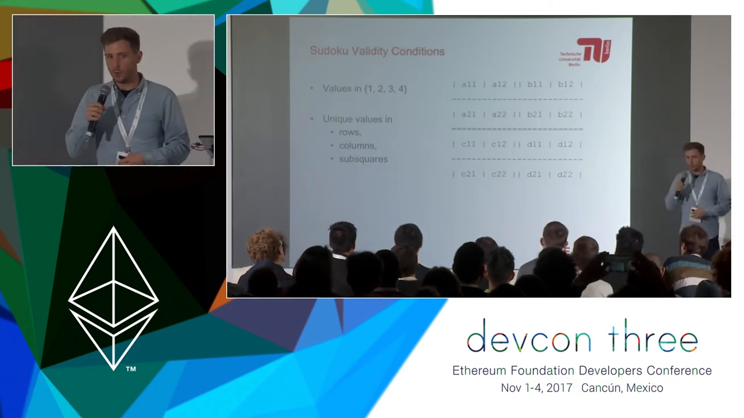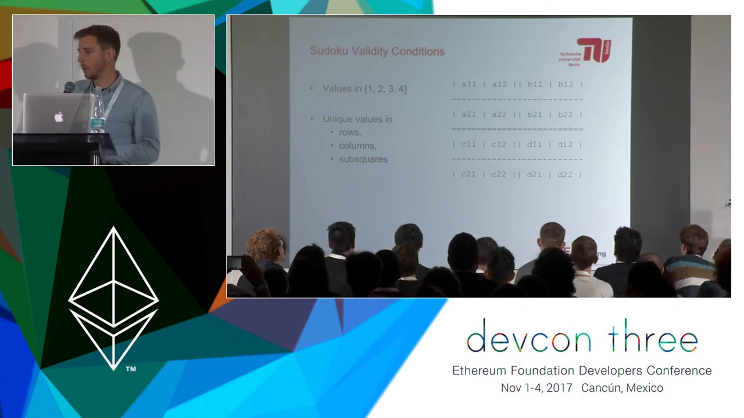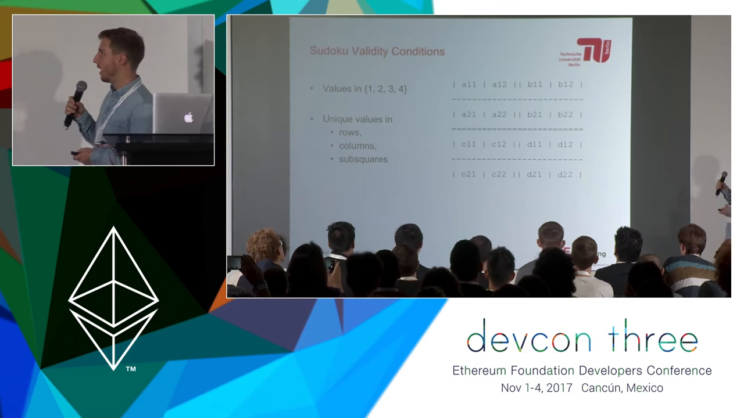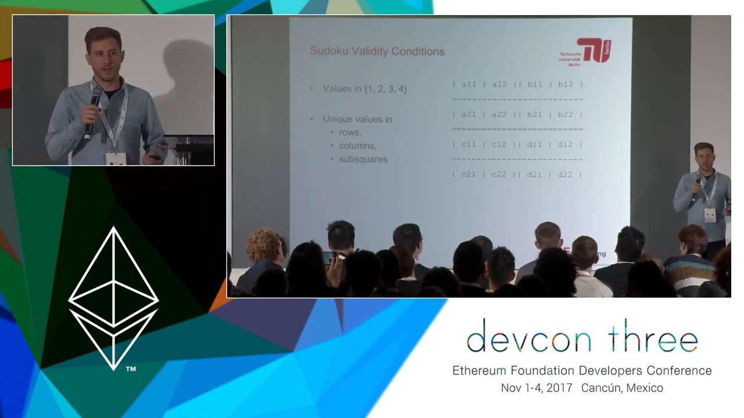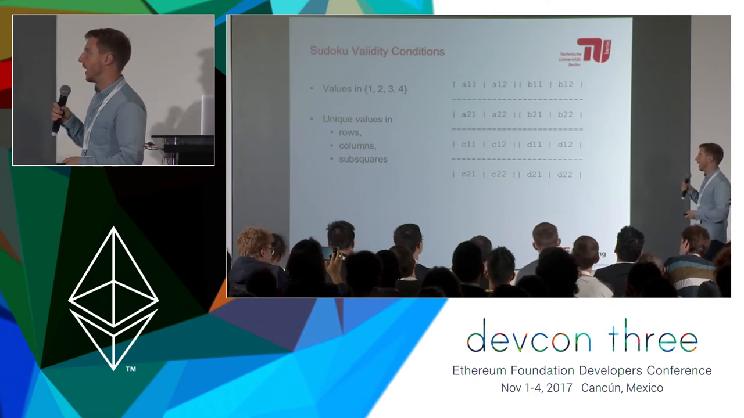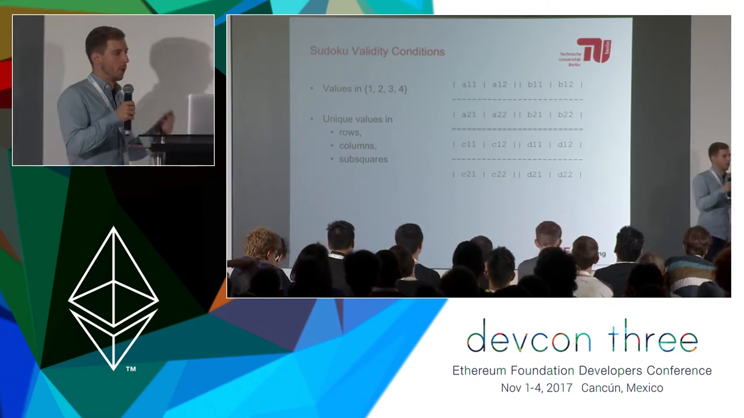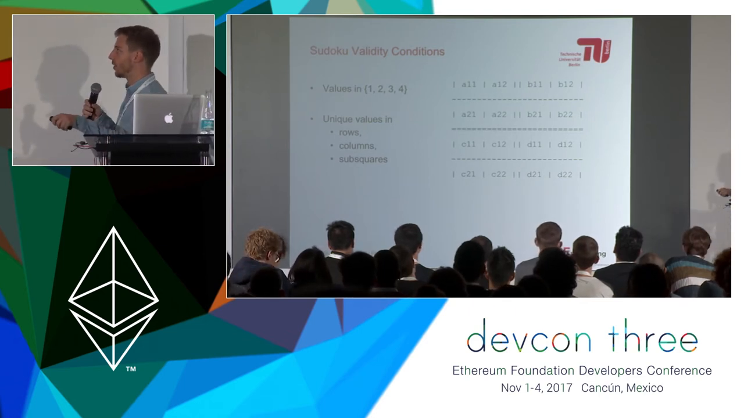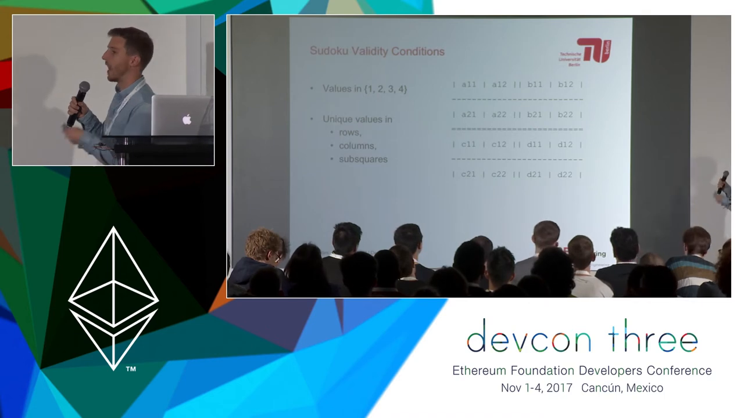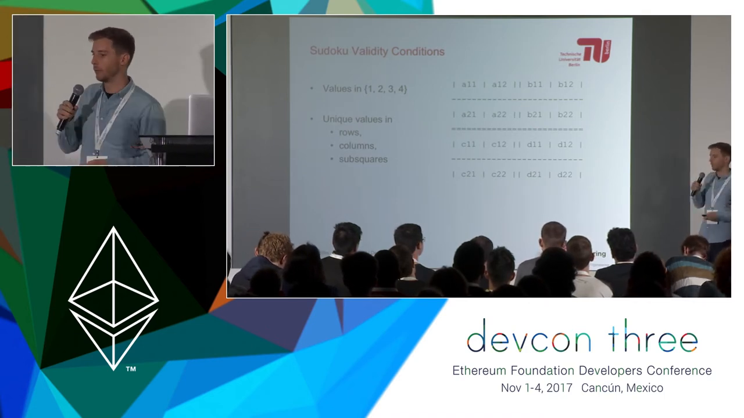And then we have to define the validity conditions for a Sudoku system. So what would that be? First, we have to guarantee that values are in the set 1, 2, 3, 4, so other values are not allowed. And then we have to make sure that we have unique values in rows, in columns, and in subsquares. Each of these values has to occur exactly once in each subsquare, column, and row.